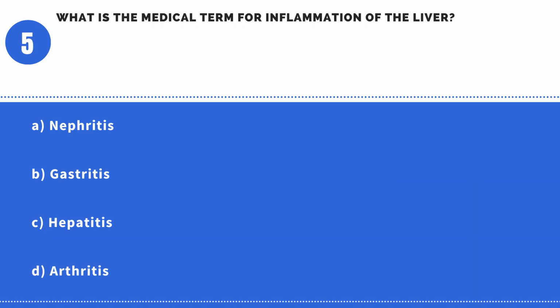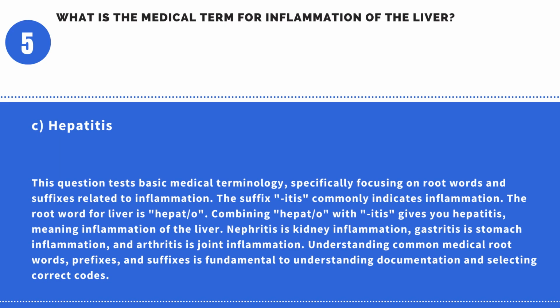Question 5. What is the medical term for inflammation of the liver? A. Nephritis. B. Gastritis. C. Hepatitis. D. Arthritis. Answer: C. Hepatitis. This question tests basic medical terminology, specifically focusing on root words and suffixes related to inflammation.